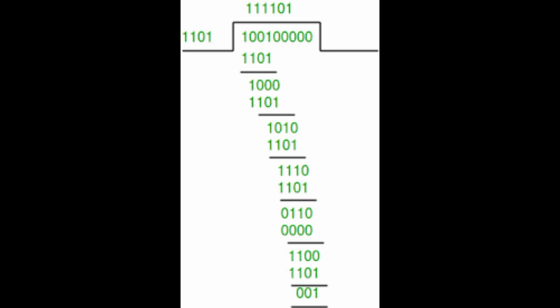CRC adds a level of redundancy by performing a mathematical operation on the data, generating a value that is appended to the data. When the data is received or retrieved, the CRC value is recalculated from the received data, and if it matches the appended value, it confirms the data's integrity.